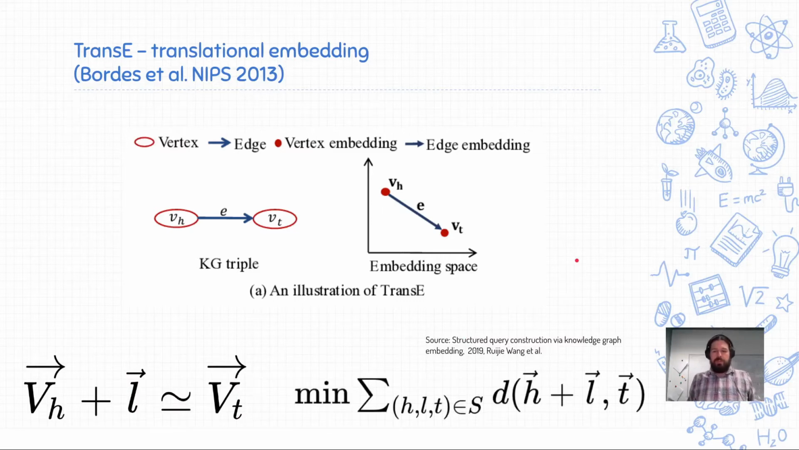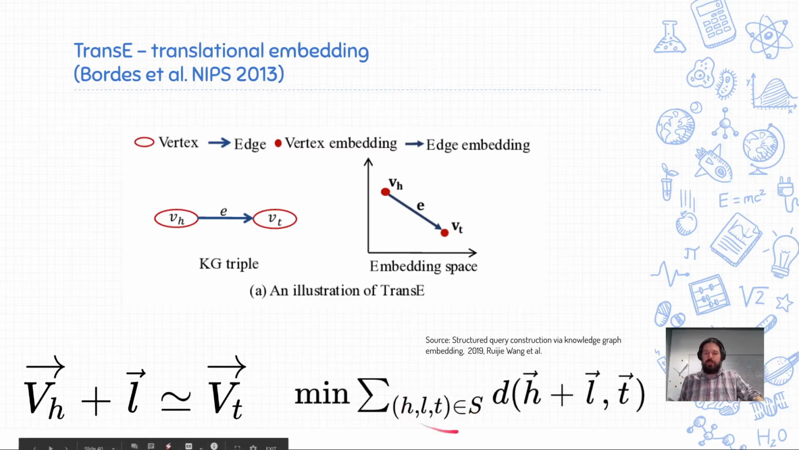And so basically the thing which we try to minimize is, for all edges which we have in our knowledge graph S, we try to make the sum of these two things, so basically this plus that embedding for the edge, as close as possible to t. So we minimize the distance between these two, between the end of this vector and that entity. That's our goal.